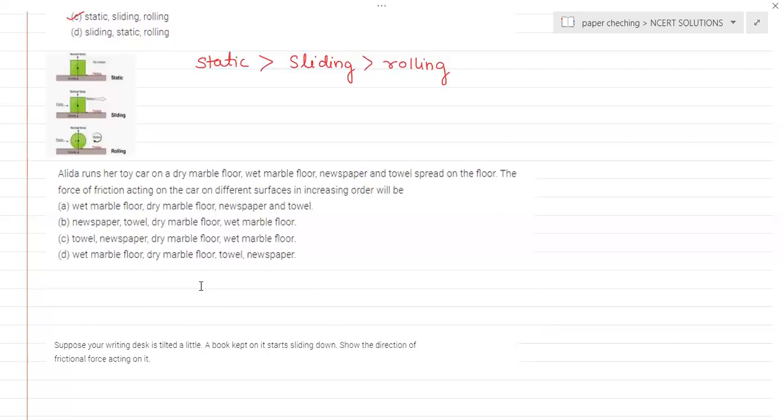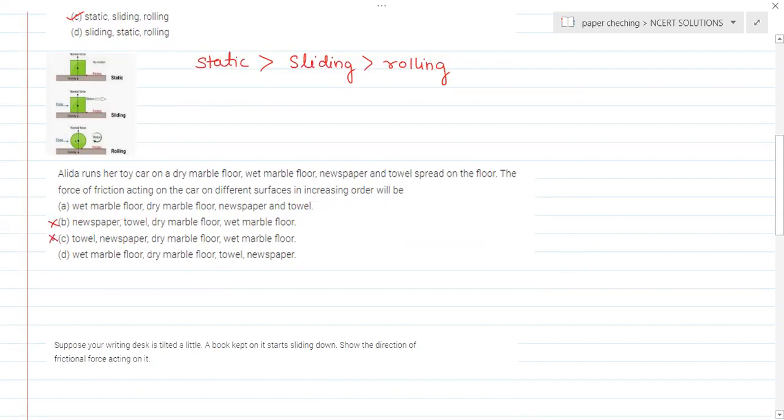So, let's try this. Now, the first option is dry marble floor. Second is wet marble floor. Obviously, that will be the most slippery, right? So I think we should put that last. Oh, sorry, it's in increasing order, right? Not decreasing order. So wet marble should be first. So these two options are incorrect.